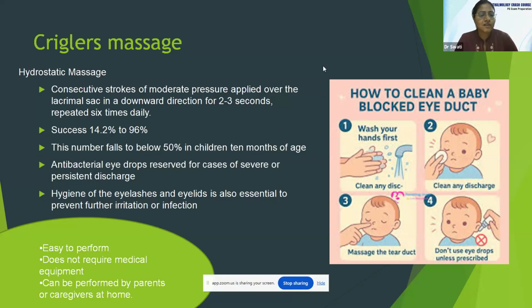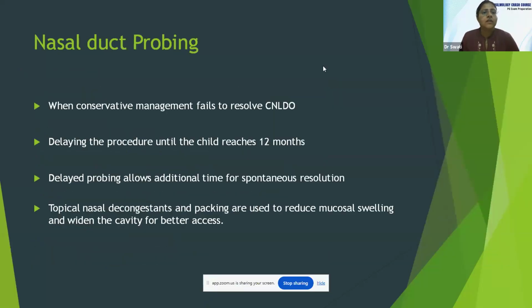So, Crigler's massage or sac massage is easy to perform. It does not require any medical equipment and can be performed by the parents or the caregivers at home. When this conservative management fails to resolve CNLDO, usually probing is done. Probing is advocated to be delayed till the child reaches 12 months to allow additional time for spontaneous resolution.